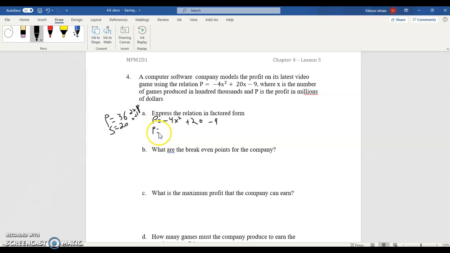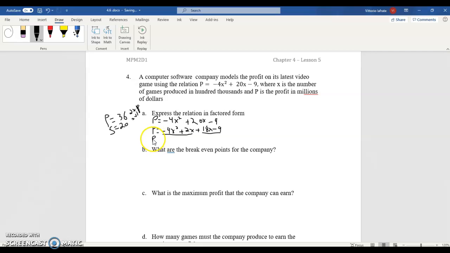P is equal to negative 4x squared. Oops, I forgot my 20x over here. Decompose that. So we'll do plus 2x plus 18x minus 9. And we'll go and factor things out based on the common groups that we have here.